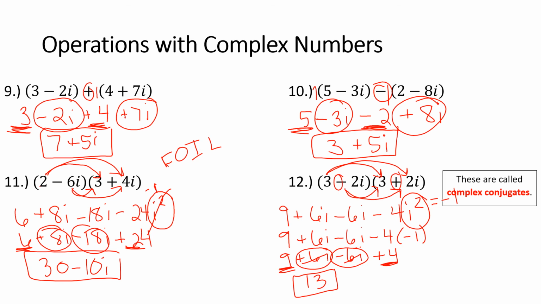A complex conjugate would be a complex number that has the exact same real number, but the imaginary number has an opposite sign. So for example, if you had negative 7 plus 5i, and I said, what's the complex conjugate? The negative 7 would stay the same, but instead of a plus 5i, it would be a minus 5i. That's what complex conjugates are. They have the same real number, but the imaginary number is the opposite sign.